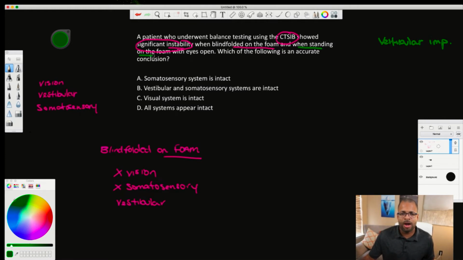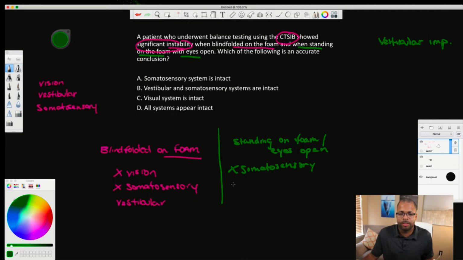It says when standing on foam with eyes open. Okay. So let's take a look at this. So we got standing on foam. And then we got eyes open. All right. So let's talk about what is the patient having access to? What are they able to use to stay balanced in this new situation, the green situation? Well, if they're standing on foam, what does that mean? I took away their somatosensory system. They're not able to use it. So I can't be testing for somatosensory because I took it away from the patient.